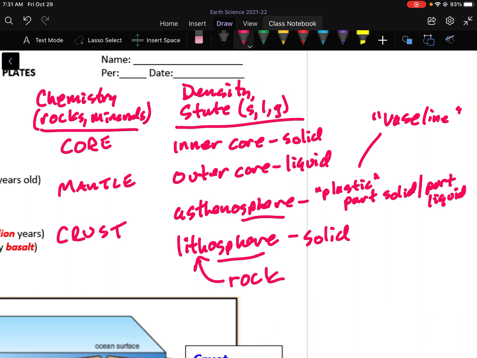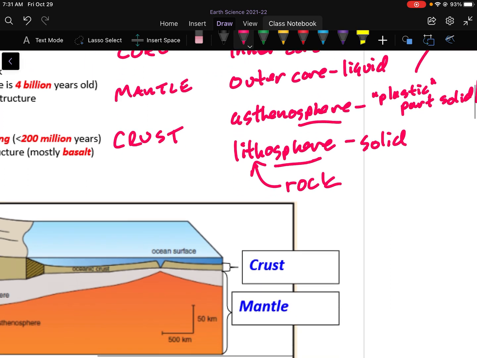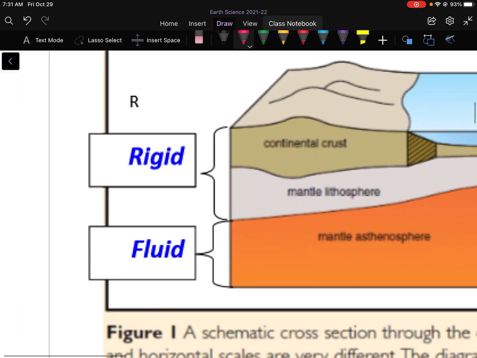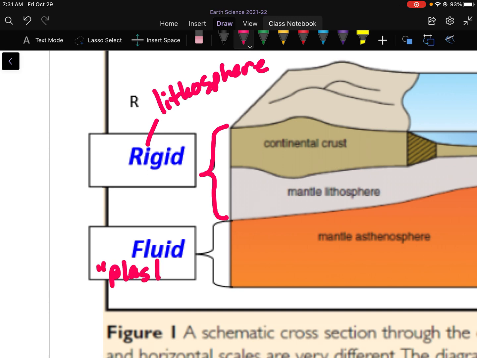So again, we can separate the Earth's layers based on the types of rocks and minerals, and we get core, mantle, and crust. Or we can separate the Earth's layers based on their densities, in which case we get these different categories here: inner core, outer core, asthenosphere, and lithosphere. And let's be really clear here, because a lot of times students miss this. This outer portion of the Earth is rigid. That's the solid part. That's the lithosphere. And the lithosphere rides on this more plastic, partially melted layer called the asthenosphere.